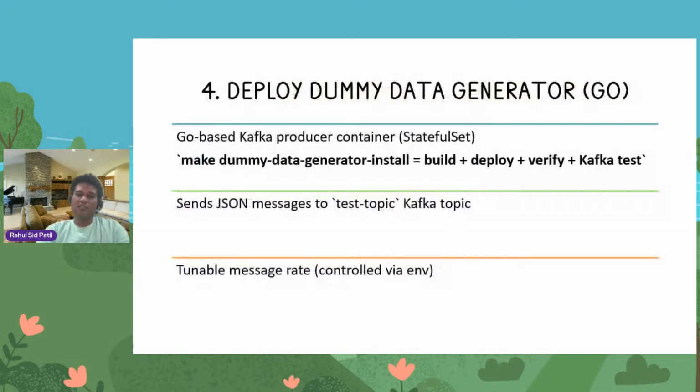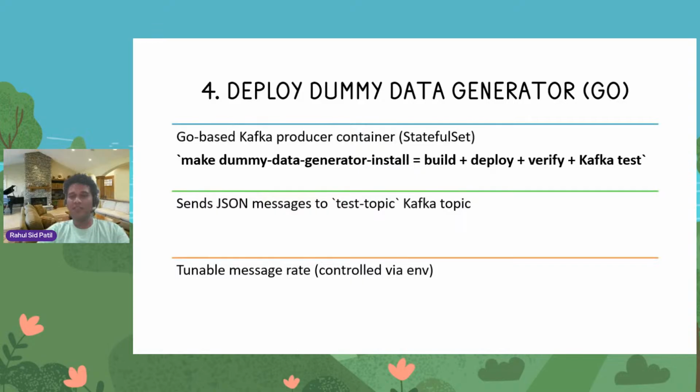Now that our storage and Kafka layers are ready, it is time to kickstart the data flow. We do this by deploying a dummy data generator, a Kafka producer written in Go. It continuously sends JSON formatted messages to a Kafka topic called test data, mimicking the behavior of a real-time data stream. The deployment process is again wrapped into a clean makefile target, make dummy data generator install.